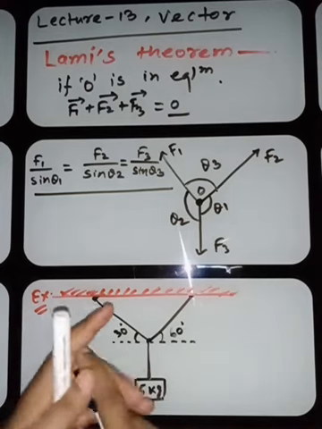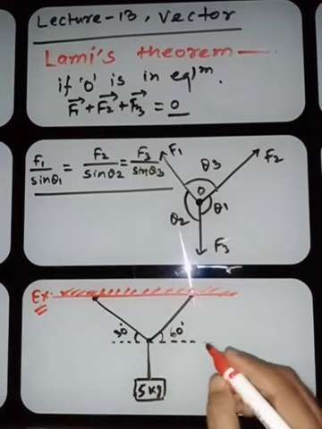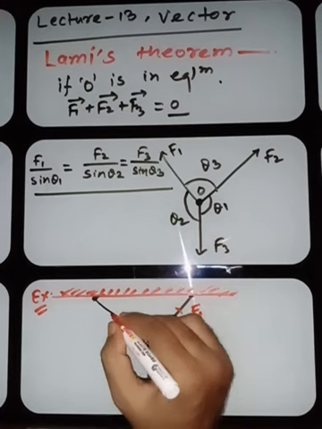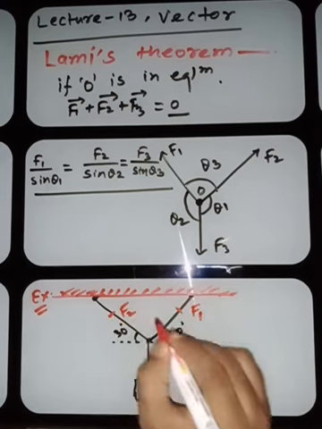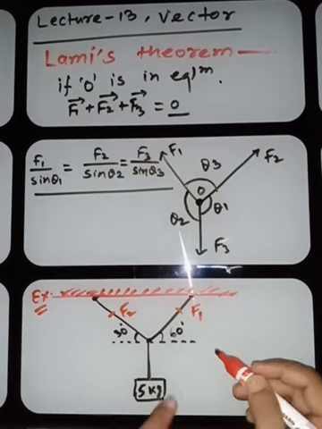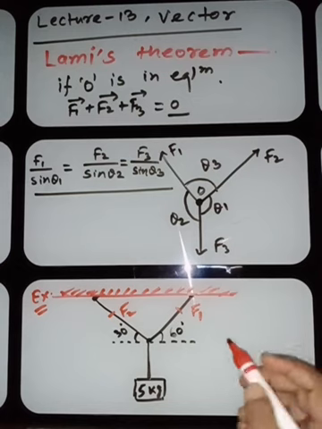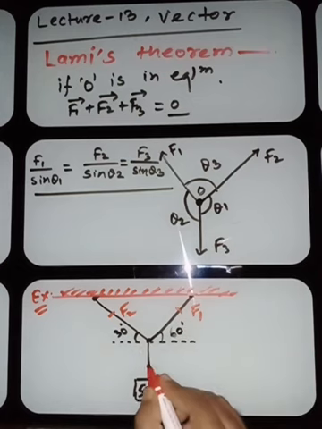Later on we will study this force known as tension. But here try to understand, suppose this thread is experiencing a force F1 and this thread is experiencing a force F2. You have to find F1 and F2. How will you find them? Using Lamy's theorem, this is very simple.